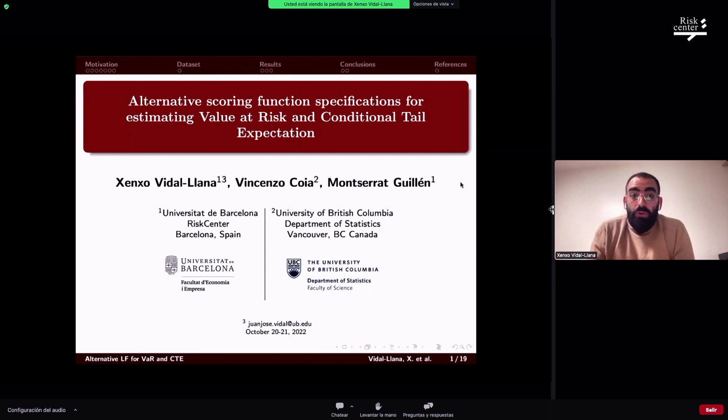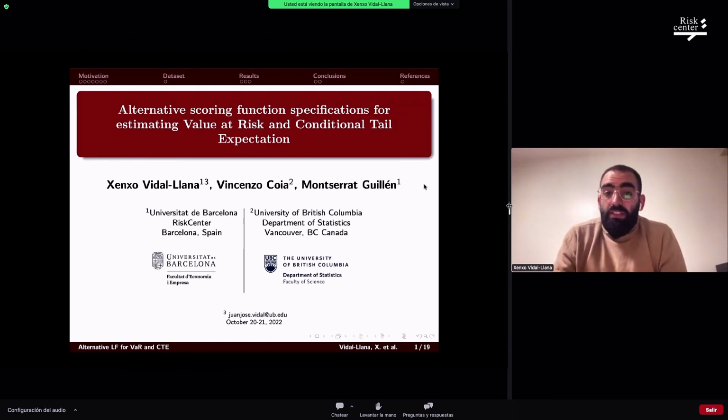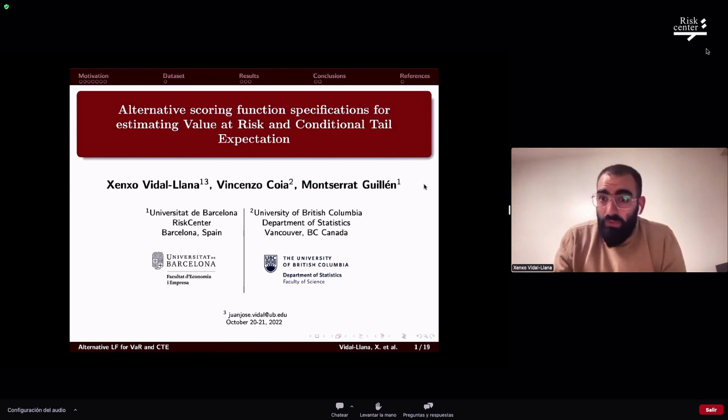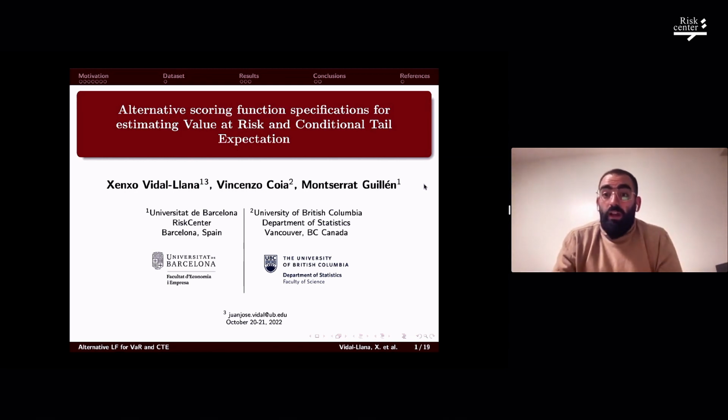The paper that we are going to talk about is about value at risk and conditional tail expectation, that maybe a lot of you already know. This has been joint work with Vincenzo Coia from the University of British Columbia, where I'm doing a research stay, and also Montserrat Guillén.